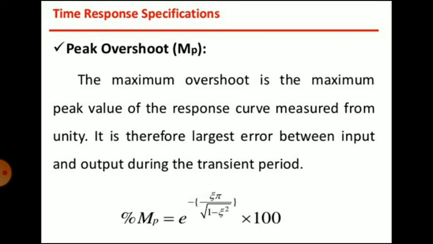Then the peak overshoot, that is MP. It is the largest error between the reference input and the output during the transient period. It can also be defined as the amount by which the output overshoots its reference steady state value during the first overshoot. The formula for percentage MP is equal to e raised to minus (zeta pi upon under root 1 minus zeta square) into 100. That is the formula to find out peak overshoot, that is MP.